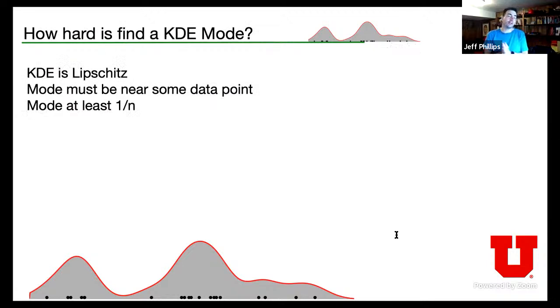So how hard is it to find the mode of a kernel density estimate? Here are some simple things we know. The kernel density estimate is Lipschitz: if you move the evaluation point a little bit, it doesn't change much. The mode must be near some data points, so I don't have to look too far from my data. And the mode must be at least 1 over n, because at a data point the kernel is of height 1. Remember, I didn't have a normalization factor. So even averaging everything else to 0, it must be at least 1 over n.